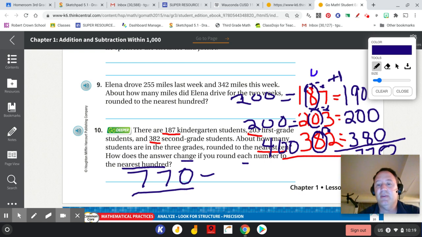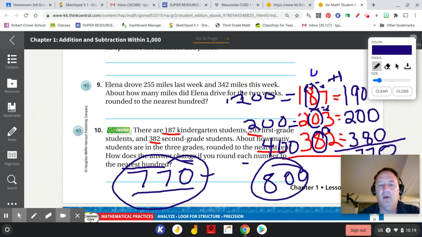So 0 plus 0 plus 0 is 0. 4 plus 2 is 6, 7, 8. 800. So we're closer when we round by tens to the actual total of the students.